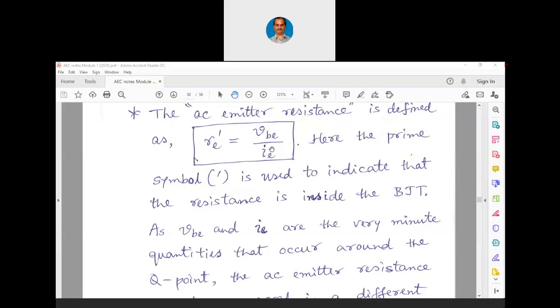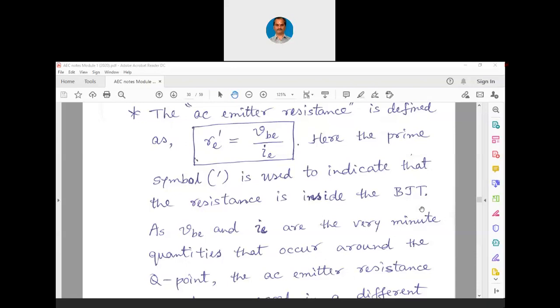It is not so, because it is internal to the BJT. It is not a physical resistance there. Now, as it is a dynamic resistance which is occurring exactly at the Q point, we have something called thermal voltage VT. You have already studied this thermal voltage VT in physics. That is nothing but KT by Q.